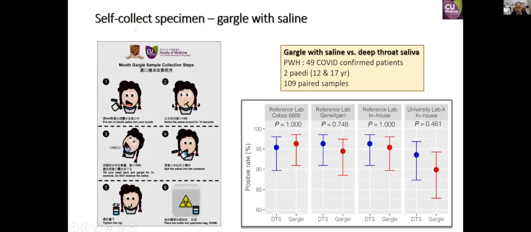So another self-collection possibility is gargling with saline. You see the blue color represents saliva and the red color represents gargling. Using different methods, they are very similar, with no statistical differences. But saliva is slightly better than gargling. Okay, so gargle is acceptable, but saliva is a little bit better.